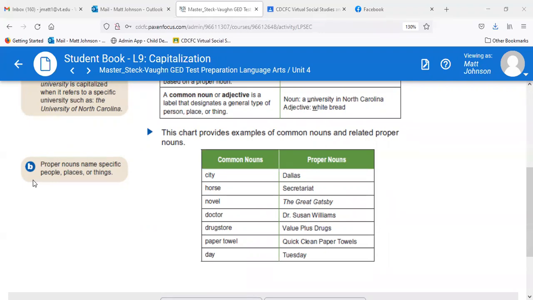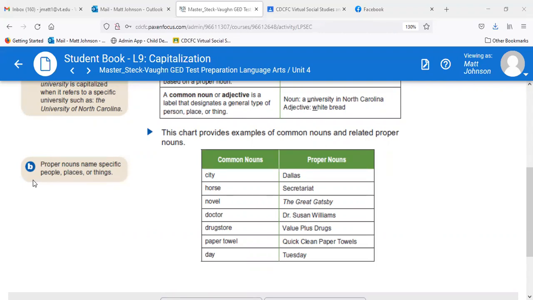And then kind of getting into that brands thing that I mentioned. If it's a particular store like Kroger or Value Plus Drugs like they have here, Target, things like that are going to be capitalized. And again, brand named items. So if I'm going to the store for paper towels and my wife says, get Bounty paper towels, that's going to be capital B, just like here, Quick Clean paper towels will be capitalized.